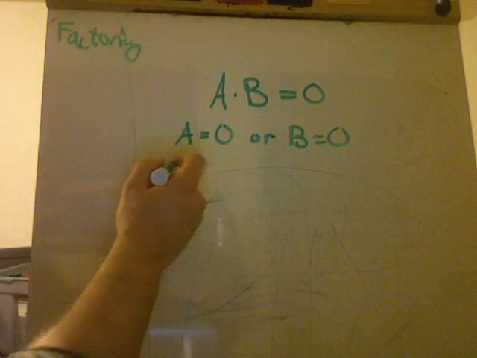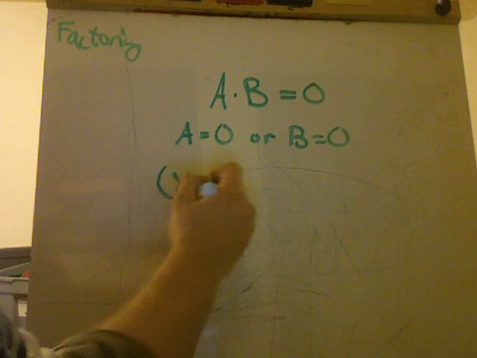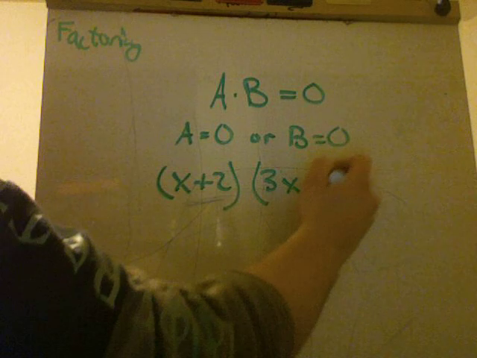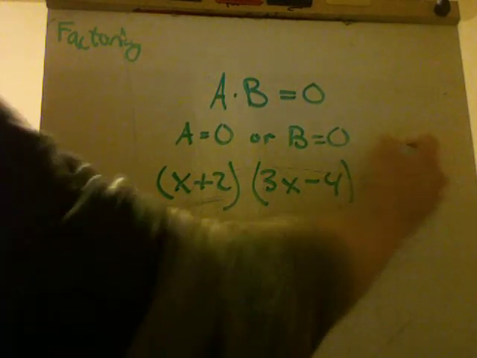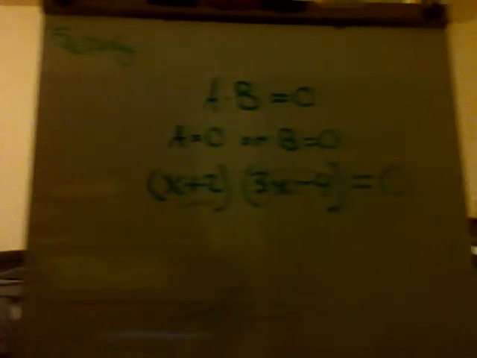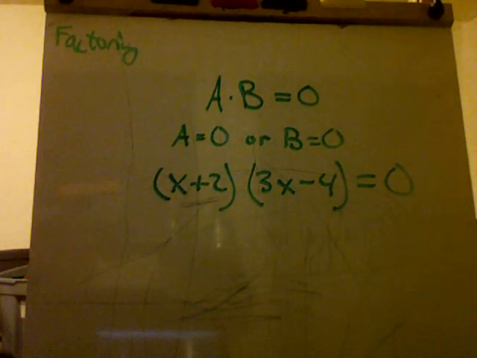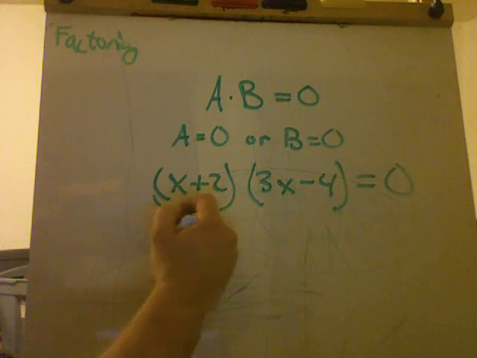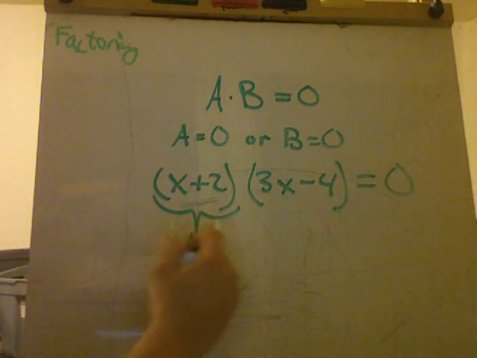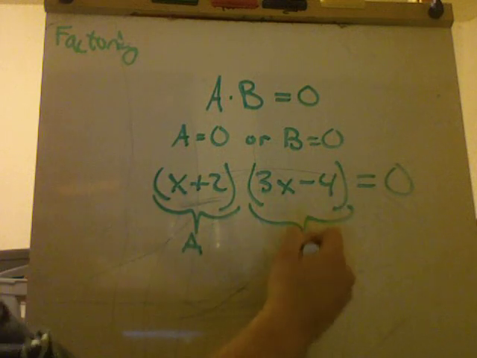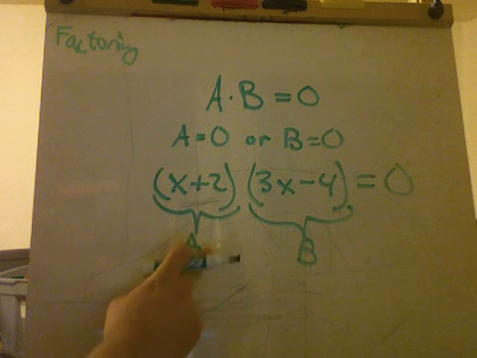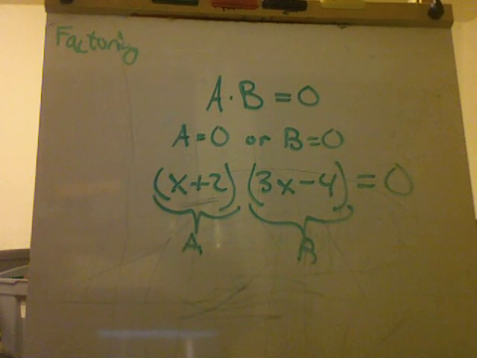So if we have two factors, say x plus 2 times 3x minus 4 equaling 0, then that means that this term right here is my A term, and this term is my B term. Okay? And if A times B is 0, then A's got to be 0, or B's got to be 0. So they both could be 0 here.